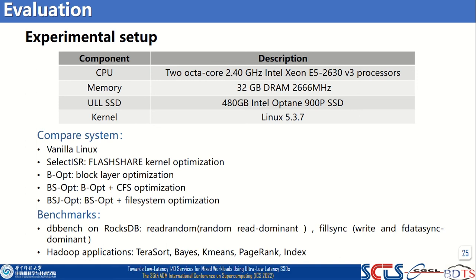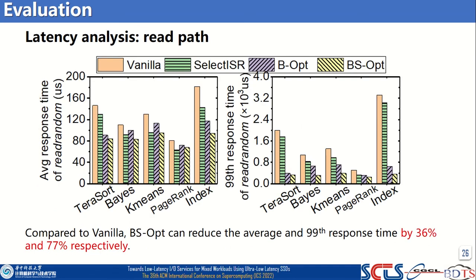For throughput-oriented applications, we adopt several applications selected from HiBench and BigDataBench, including offline analytics, machine learning tasks, and web search. We analyze the performance of read and write paths using workloads read random and FuseSync respectively. For the read path, since it doesn't involve the transaction commit, we don't evaluate BSGOPT. Compared with vanilla, BSOPT can reduce the average and 99th percentile response time by 36% and 77% respectively. For I/O-intensive workloads such as terasort and index, BSOPT achieves more latency reduction compared to Select ISR.